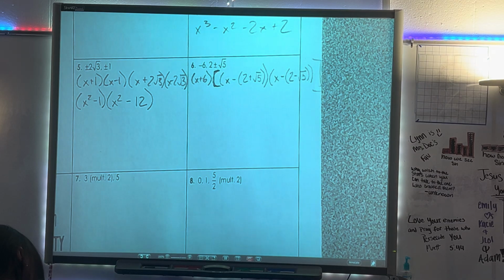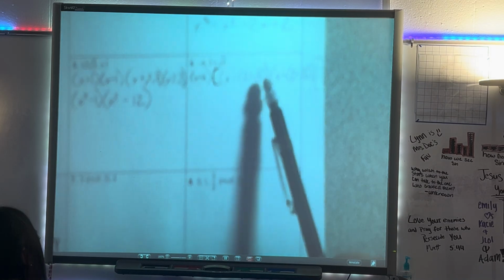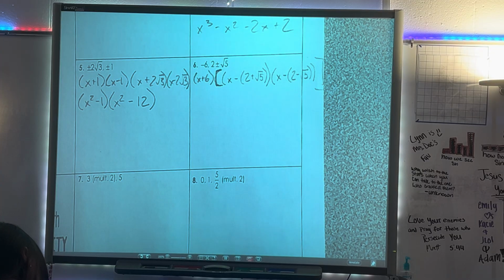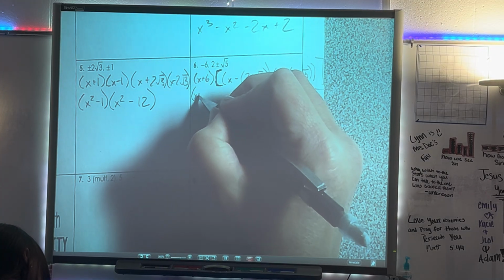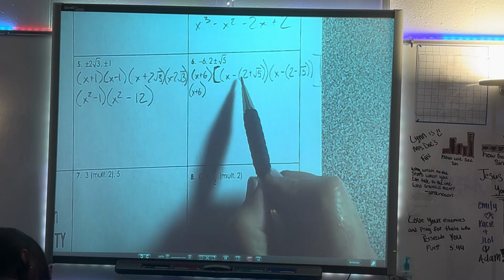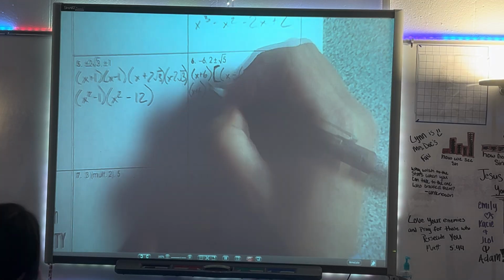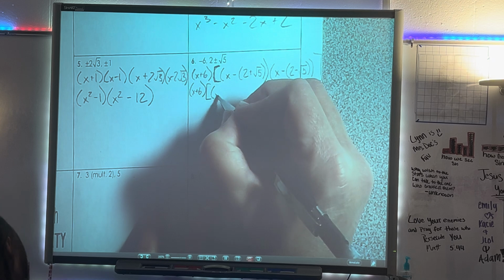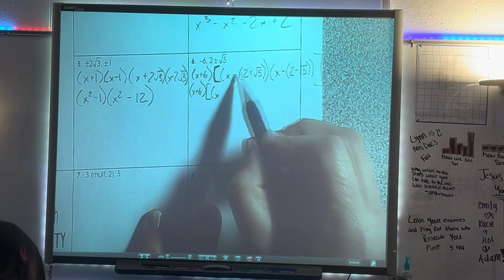Alright, so obviously, I want to deal with this before I deal with this x plus 6. So I'm just going to leave the x plus 6 alone. Okay, so the first thing that we're going to want to do is simplify inside of here before I do any multiplication. So my x is fine, but this negative has got to distribute in there.